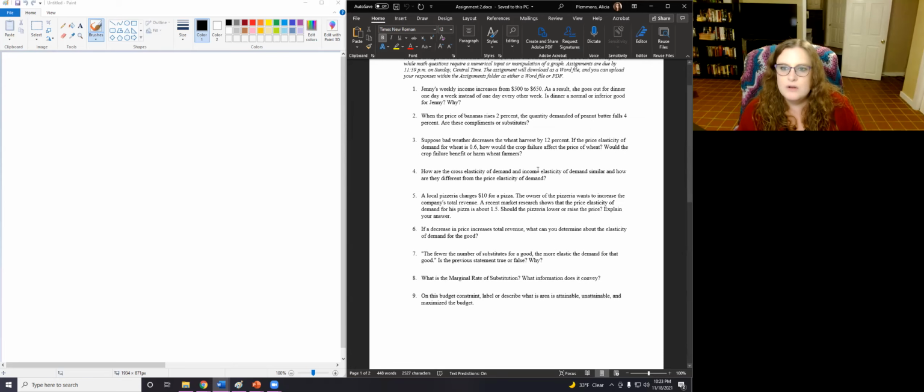Okay, so I like this one a lot. Let's talk about this one. Suppose bad weather decreases the wheat harvest by 12%, right? Okay, so that means that we're going to be having some sort of decrease in the quantity available of wheat. Now, that's not necessarily the quantity demand. People are still going to demand the same, right? But this would affect supply, not necessarily demand, but that's something to remember.